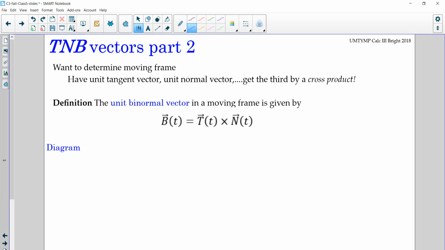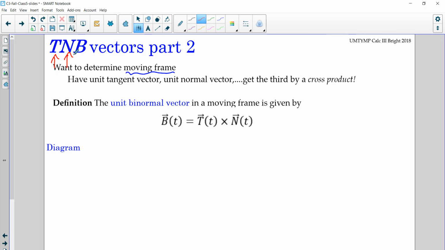Alright, so we are in the second video for week 5, and last time we talked about this idea of a moving frame, and we're still working with that idea. We want to use those vectors of reference to talk about a point as it moves along a path. We also already learned about this vector t, and in the last video we talked about n, and now we're going to talk about that vector b.